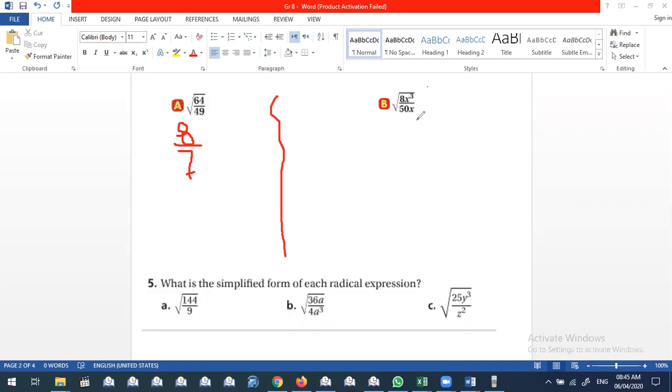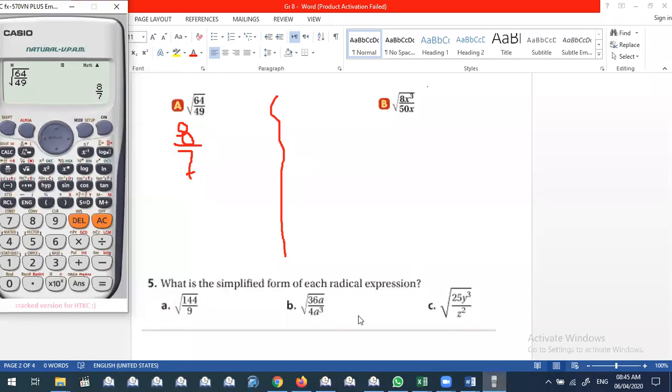Before you distribute the square root, simplify what you have inside the square root. There is no problem about the number. Square root of 8 over 50. The final answer is 2 over 5 for the number. Okay?